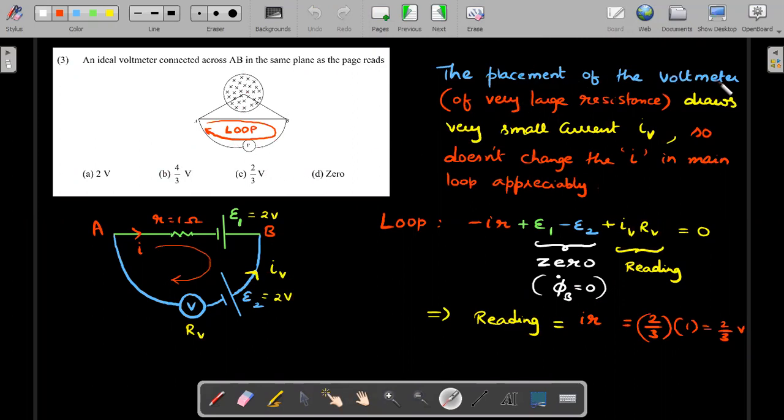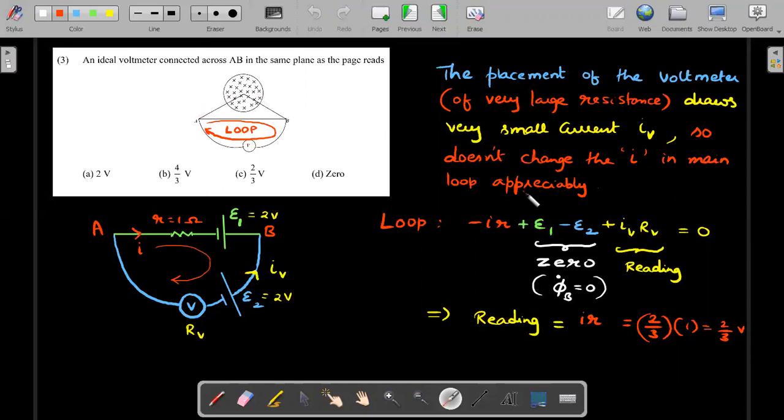So the placement of a voltmeter of very large resistance, that is an ideal voltmeter, draws a very small current. Remember, current is already flowing in this loop in the upper triangle. Connecting a voltmeter here, which has a very large resistance, does draw a current, but it's very small. That current is needed for its reading, but it won't alter significantly any of the values in this particular loop. So it doesn't change the main current appreciably.